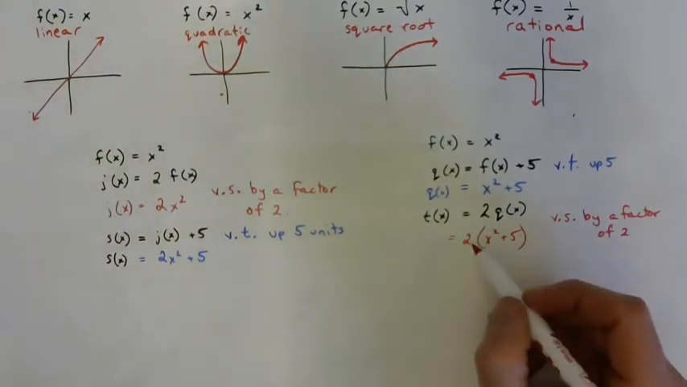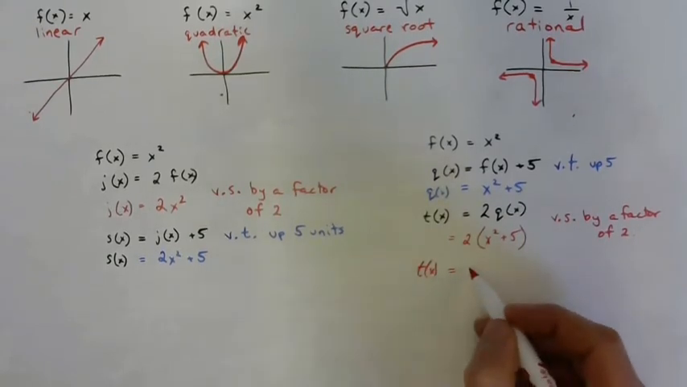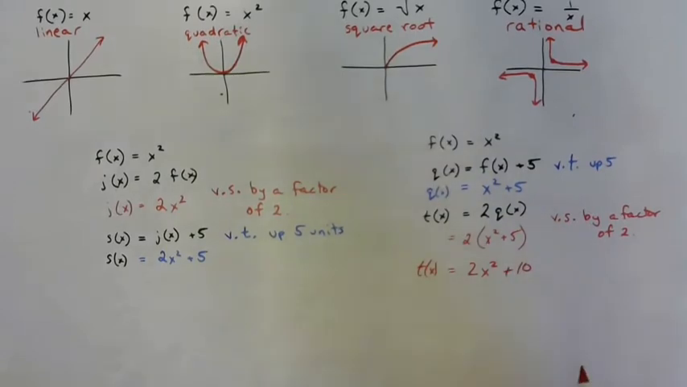Now to simplify, I distribute the 2 to both terms. I end up with a function t of x that is 2x squared plus 10. Did it matter? Yes.